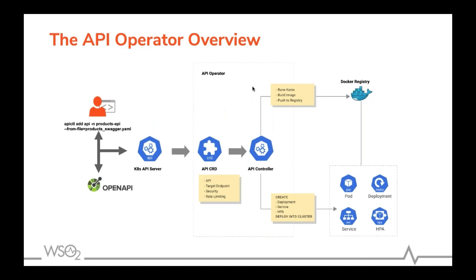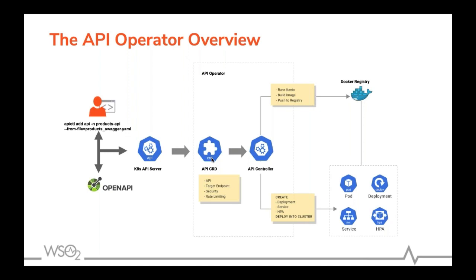Okay, let's look at the API operator overview. If you want to expose a microservice as an API, you should provide the Swagger definition to the API command line tool. apictl is the command line tool developed by the WSO2 API Manager team. It will interact with Kubernetes to deploy your Swagger definition. You can use the command apictl add api, with -n and a name for your API, then give the location of the Swagger file. Once you do that, it will deploy an API custom resource definition in Kubernetes along with a config map. The config map contains the Swagger definition.